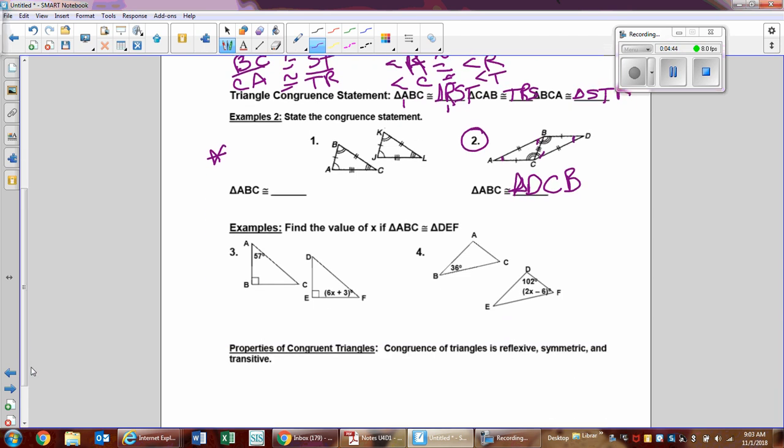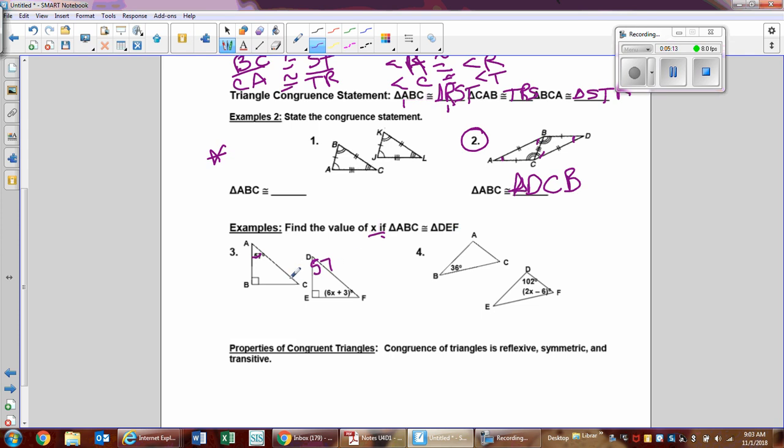So for this example 3, it says find the value of x. So now, given triangle ABC is congruent to triangle DEF, right? So that means A is going to have the same measurement as D, so this would be 57. B is going to have the same measure as E. E and B are 90, so that's already given. And C is going to be the same measure as F.